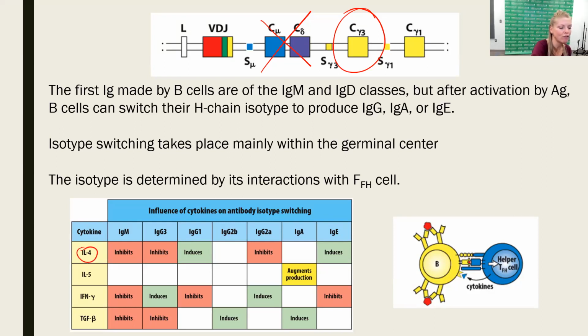So if we have IL-4, that is going to be really great against parasitic infections because it induces class switching to IgE. If we have IL-5, that is going to be really great for getting IgA, and then for IgG, we want interferon gamma, but IL-21 is also really great for that as well.